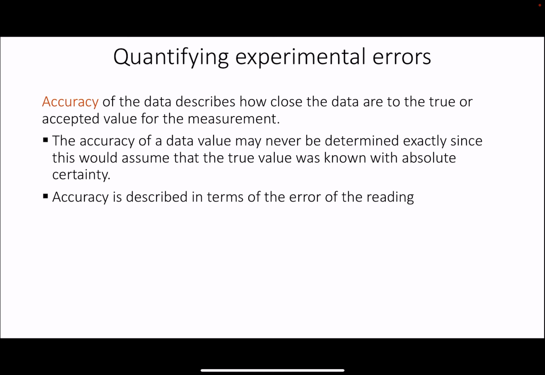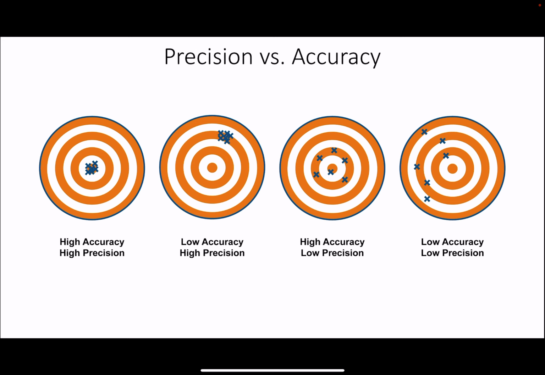The accuracy on the data, on the other hand, is a different thing. Accuracy describes how close the data are to the true value or the accepted value for the measurement. Now, this is something you may never know perfectly because that implies you actually know what the true value is, and you probably don't know that with absolute certainty. And this is best described in terms of the various errors of the reading. And I think this sort of bullseye is the easiest way to help keep it straight in your mind of what precision is versus accuracy.